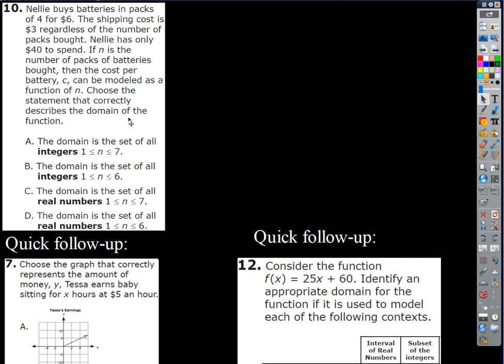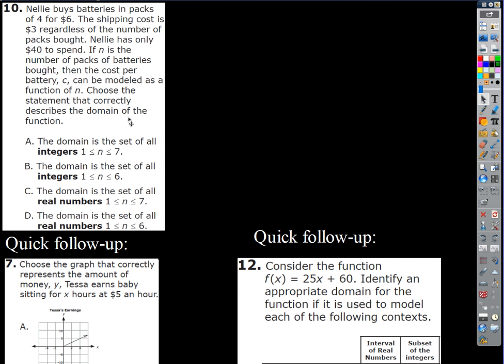If we're gonna calculate the average cost per battery pack, like if I only buy one, I'm spending $3 plus $6, it's $9 per pack, right? The average would be $9 and I bought one pack. If I buy two, I'm spending 3 plus 12, so $15 split over 2 would be $7.50 per pack. You see how it's gonna change, right? But how many packs could I even buy with the $40? Because that's gonna limit the domain of my function.